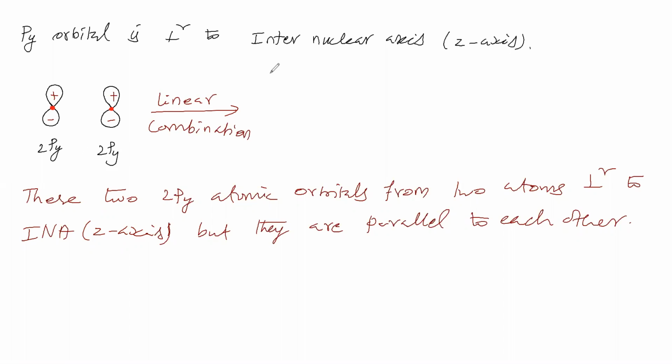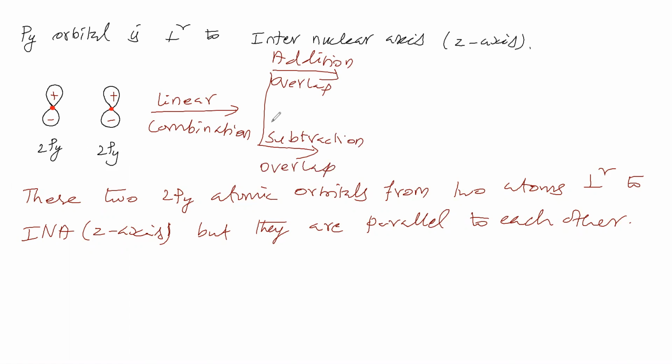Linear combination, in the sense, two things are possible. One is addition overlap, another one is subtraction overlap. So one is addition overlap, another one is subtraction overlap. Now we will see regarding addition overlap, how the addition overlap will be there.